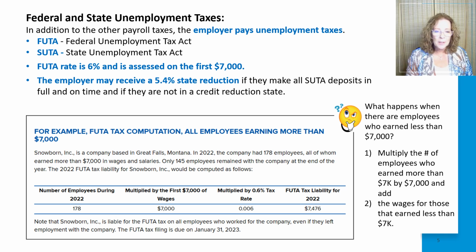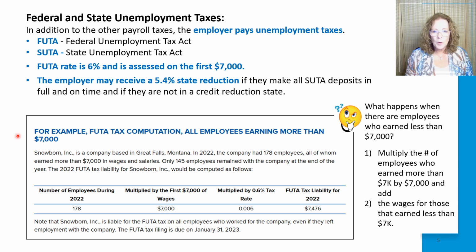The FUTA tax rate is 6%, but employers may receive a 5.4% reduction if they make all SUTA deposits in full and on time, and if they're not in a credit reduction state. A credit reduction occurs when a state borrows funds from the federal government to meet its unemployment insurance obligation. It's important to note that the SUTA tax rate varies among companies depending on factors like employee turnover and layoffs. Payroll accounts typically handle reviewing the unemployment forms sent by the state unemployment tax agency after a former employee files for unemployment benefits.